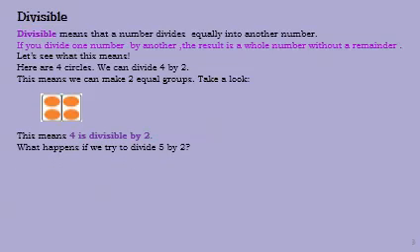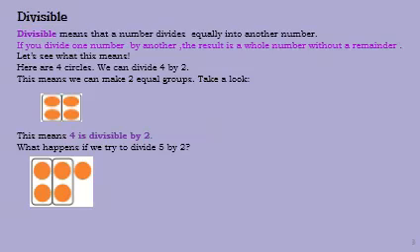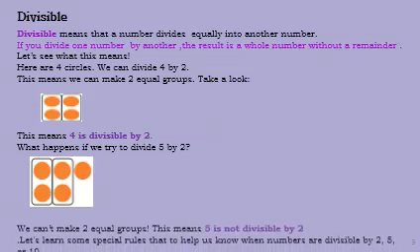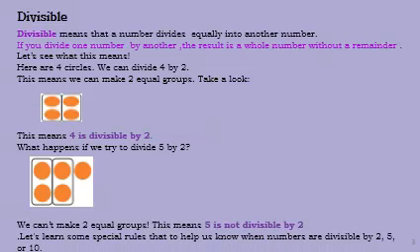But what happens if we try to divide 5 by 2? Suppose you have 5 circles, every 2 in a group. That means one circle is going to be left alone. So we say that 5 is not divisible by 2, because the remainder is 1. So one circle is left alone.